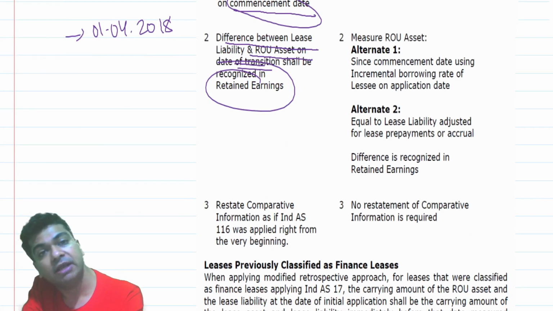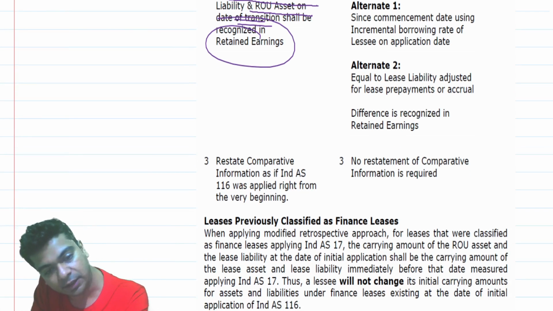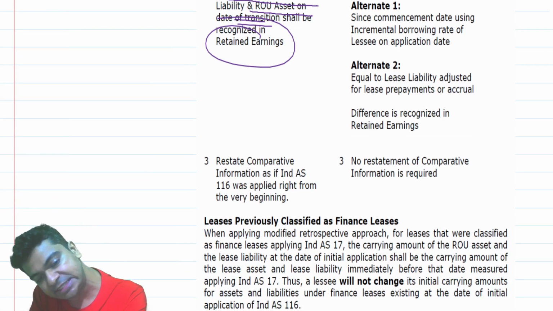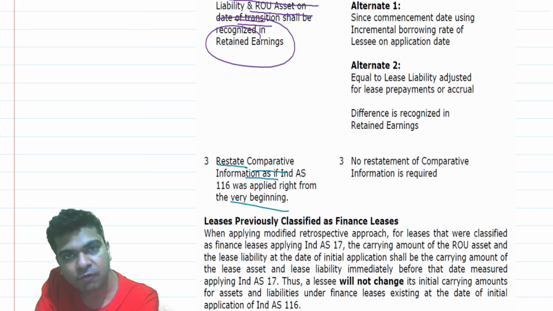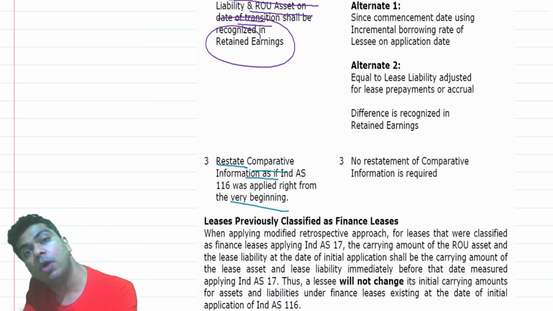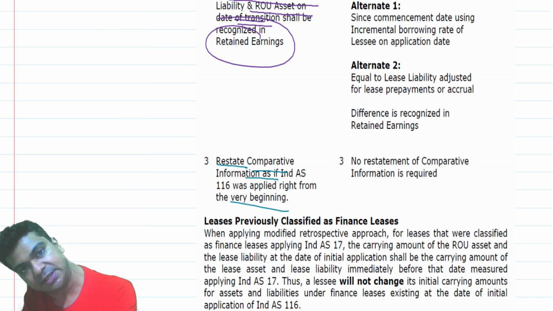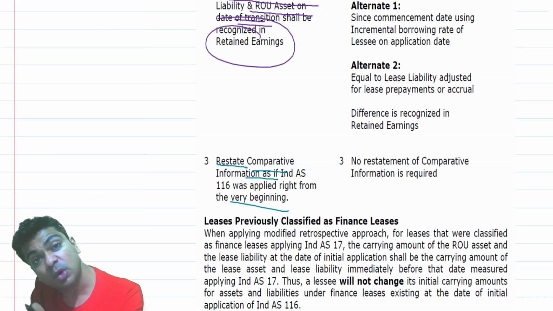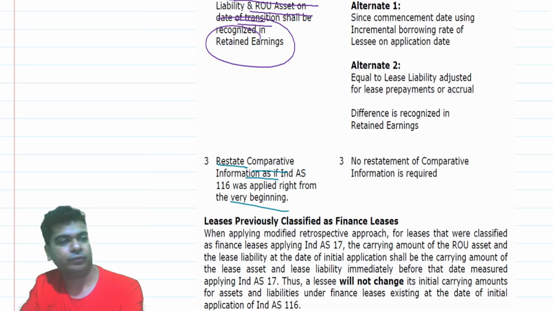And because you are giving effect on the transition date, you will have to restate the comparative information. So whatever comparative information was provided till now, you will have to restate it. You have to now move away from Ind AS 17 amounts to the Ind AS 116 amounts. So this is what you will do if you do a full retrospective approach.